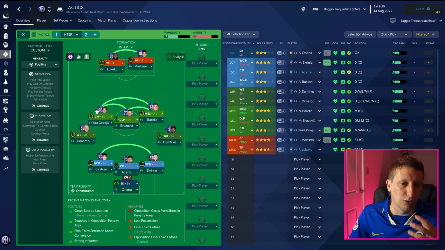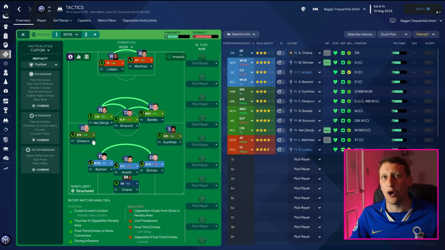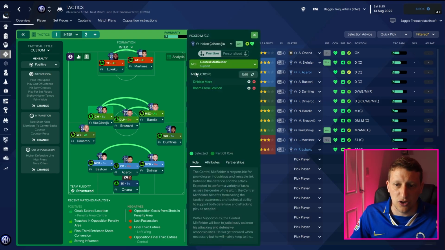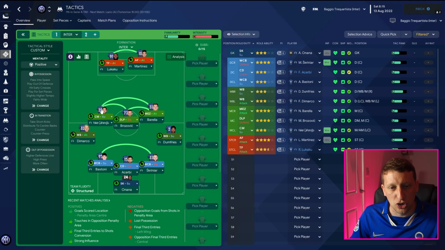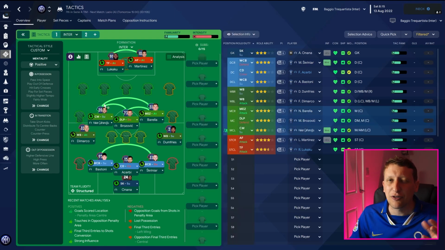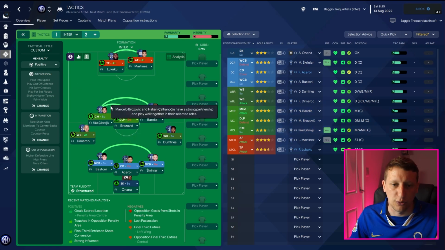And then this role changes a lot depending on who's playing and the variations. It could even be a box-to-box. You could even call Mkhitaryan a box-to-box midfielder at times, but I've just gone for Hakan. I've just gone with central midfield on support with the player instructions of dribble more, because obviously he's a fantastic dribbler, and roam from position just so we get that little bit of creativity. Hopefully he'll drift into little pockets and get on the ball as much as possible.